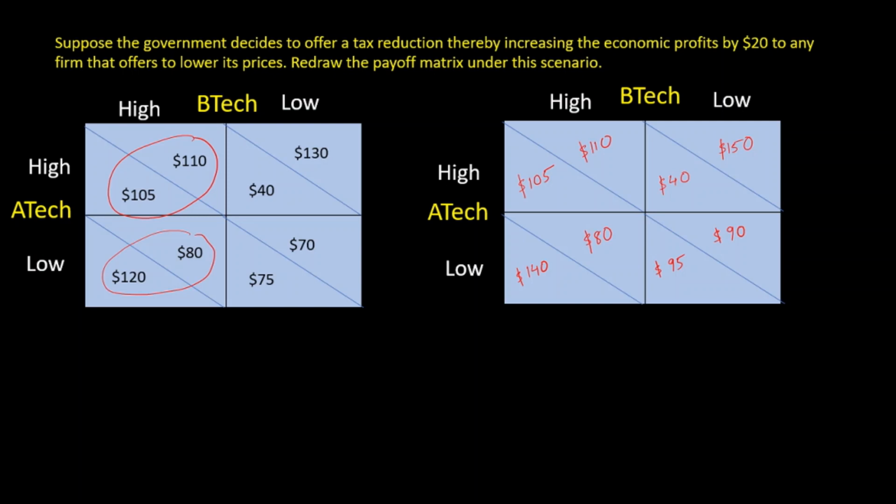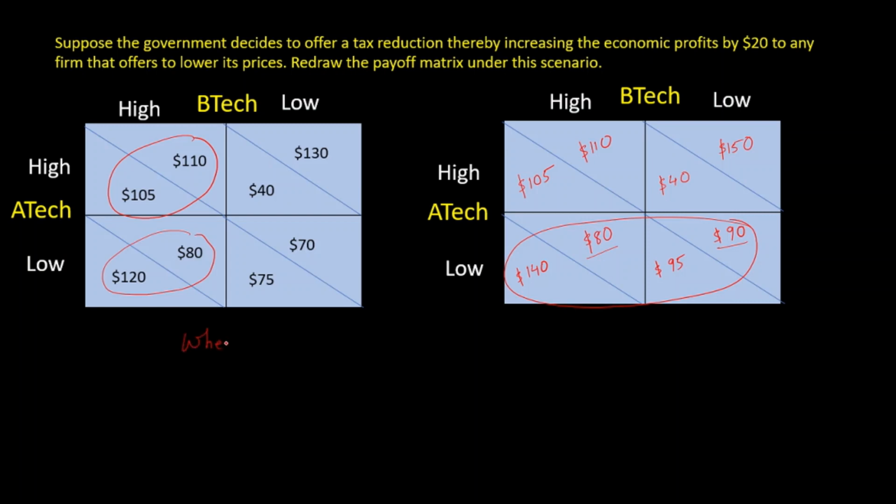Suppose firm A goes low. So now I am in this part of the matrix. So if firm A Tech goes low, then B Tech can either go high or low. If it goes high, then the profit is $80. But if it goes low, the profit is $90. So definitely in this case, B Tech should go low. So let me write that down.